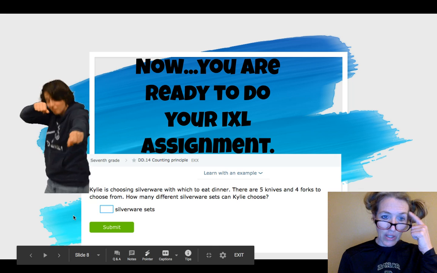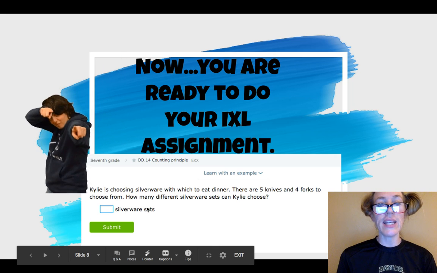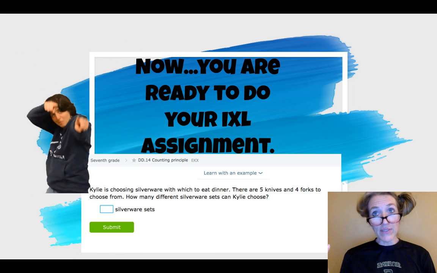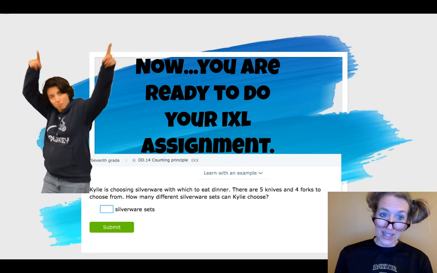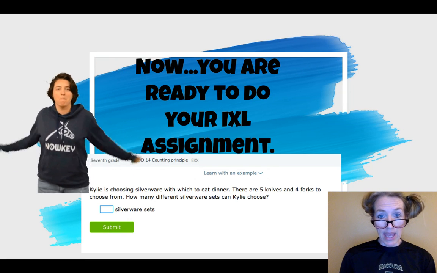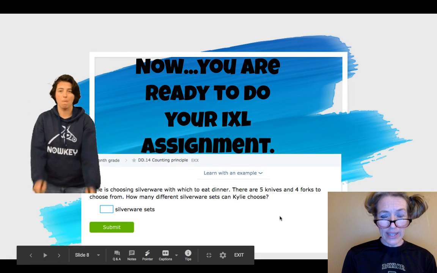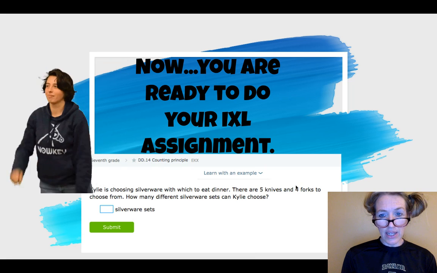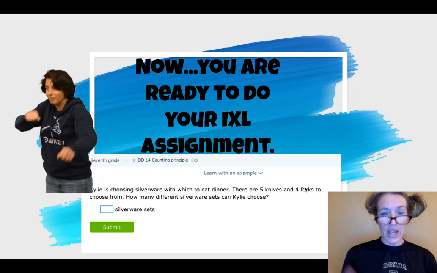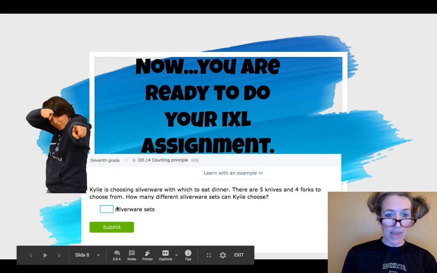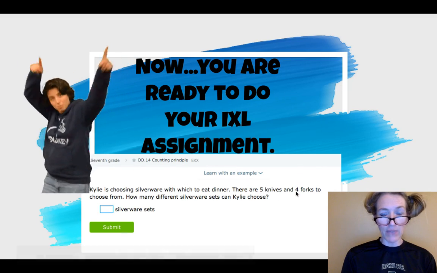And here's one example. Kylie is choosing silverware with which to eat dinner. She has 5 different knives and 4 different forks. How many different silverware sets can she make? Well, if we take the one event of 5 knives and another event of 4 forks, and we make all the different combinations, we would then come up with 20 silverware sets, because 5 times 4 is 20.